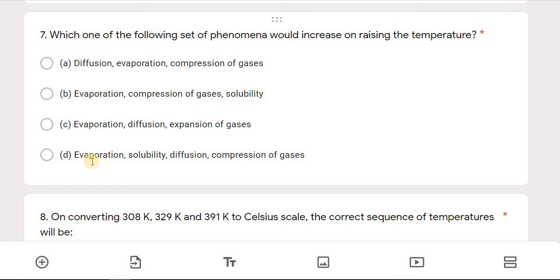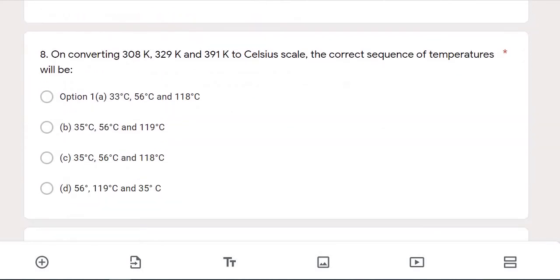And the D option, evaporation, solubility, diffusion, compression of the gas. So the answer is C, because all these three things also increase if you raise the temperature. Let's see one more time. Which one of the following set of phenomena would increase on raising the temperature? Then the answer is C, evaporation, diffusion and expansion of gas. If you increase the temperature, then these phenomena also increase.